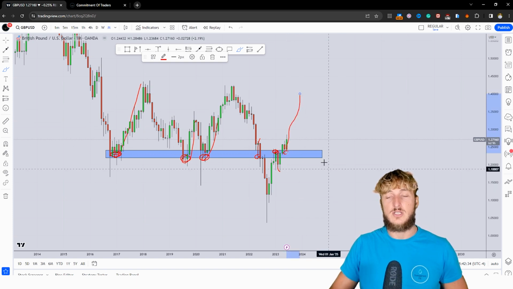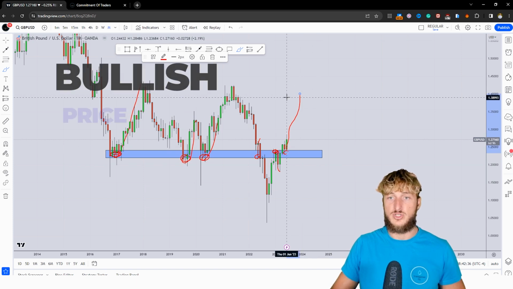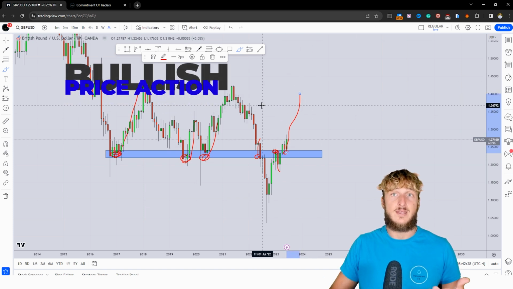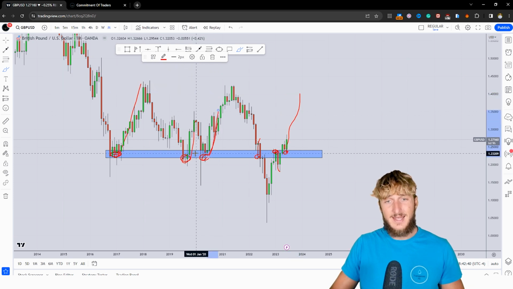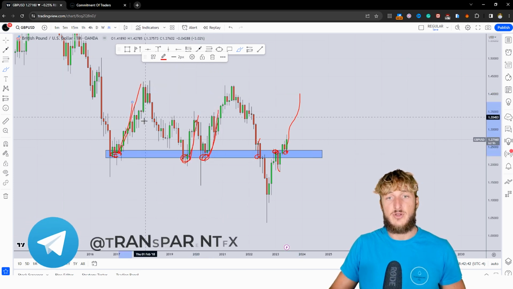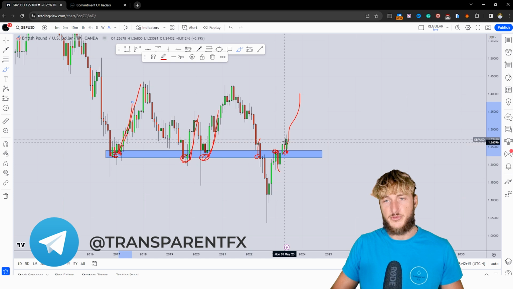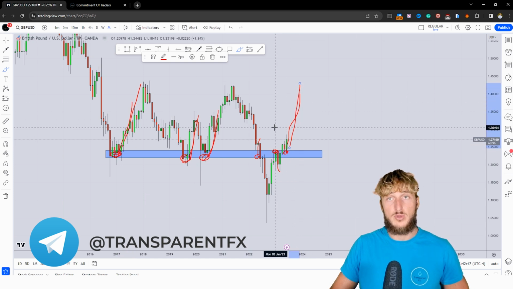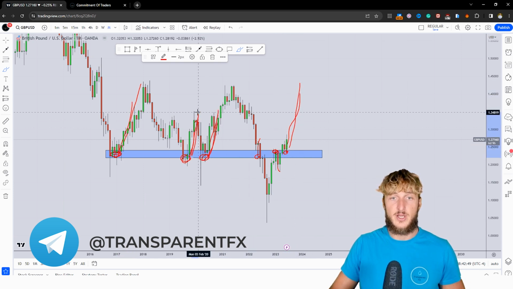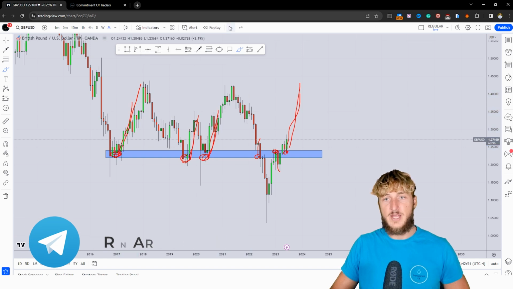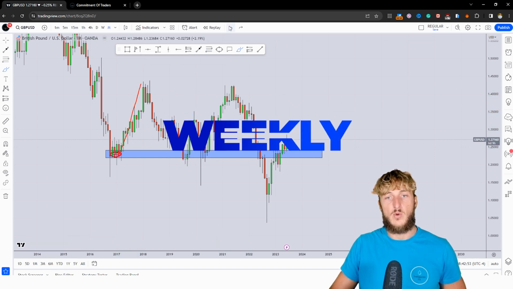So in a situation like this, we could expect more potential bullish price action, as already the market has shown us that it has the possibility to create every time that it tests this zone. So from here, we could expect more bullish continuation as already happened here, here, and here. Dropping down on the weekly time frame, what do we have?